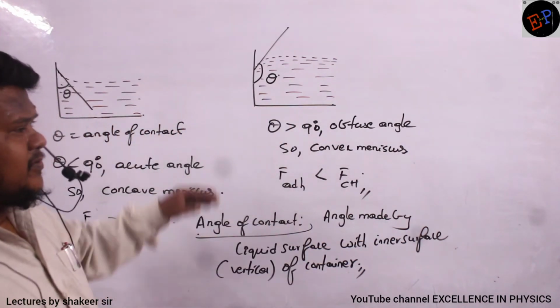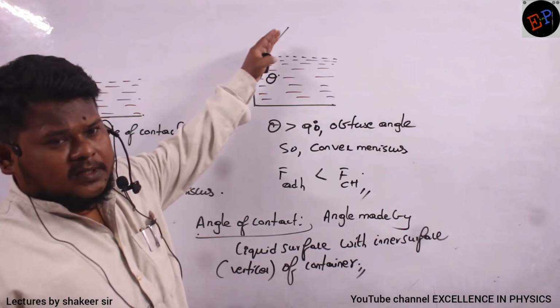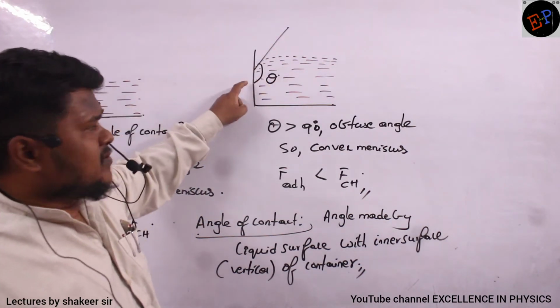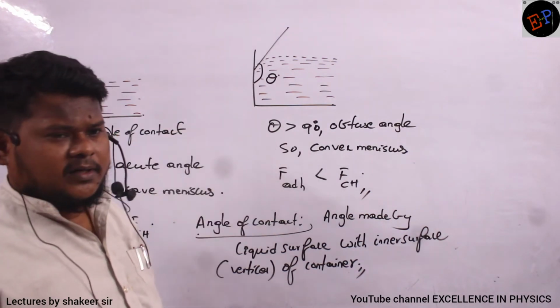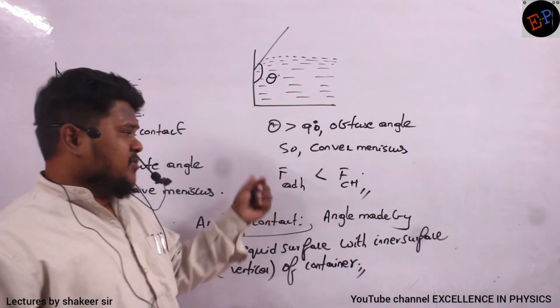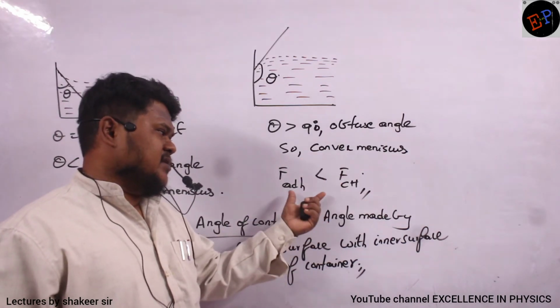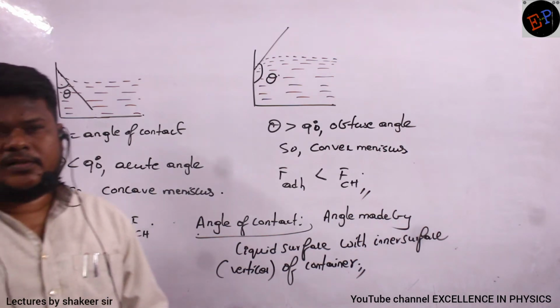Now if you draw a tangent to the convex meniscus, this will be the tangent. And the angle you always have to take with what? With the vertical inner surface of the container. Now if you take this theta, this is greater than 90. Greater than 90 means which angle? Obtuse angle. Obtuse angle means meniscus is what kind of meniscus? Convex meniscus. Convex meniscus means what? Adhesive forces are lesser than cohesive forces.